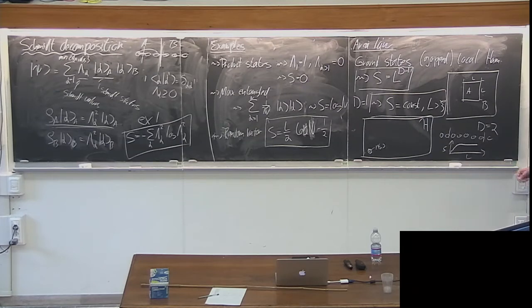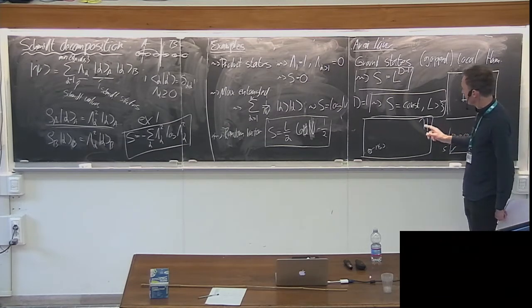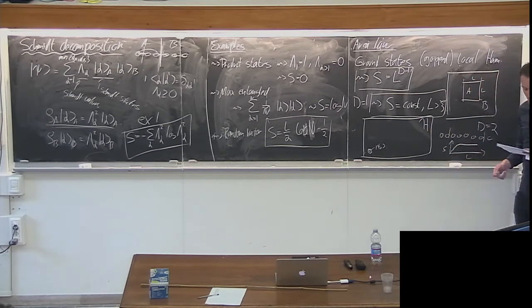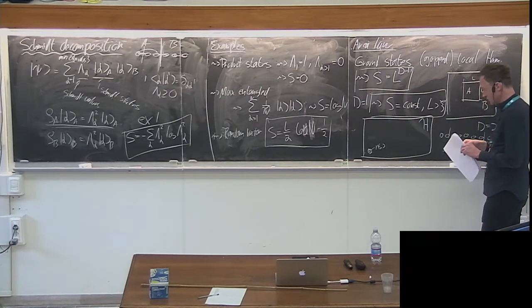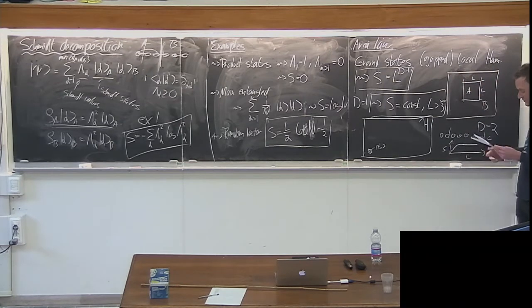For one-dimensional systems, there's actually a proof of this statement by Hastings, but there's no general proof of this statement for higher dimensional systems. But so far, all numerical experience shows that it's actually true for gapped local Hamiltonians. At least I don't know any exception yet.